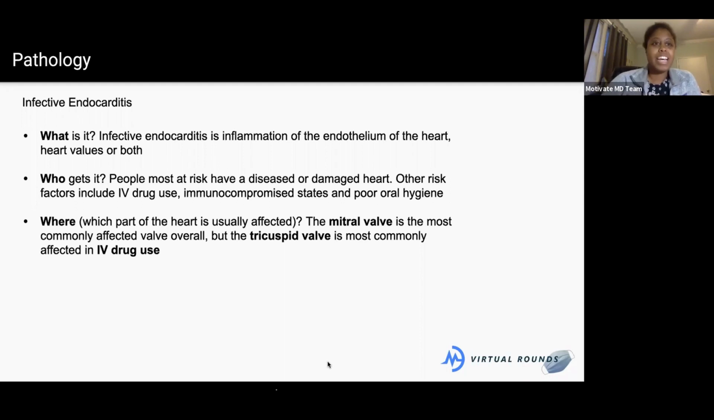Okay, awesome. Okay, so infective endocarditis. So what is it? So endocarditis as a whole is going to be an inflammation of the endothelium of the heart, the heart valves, or both.